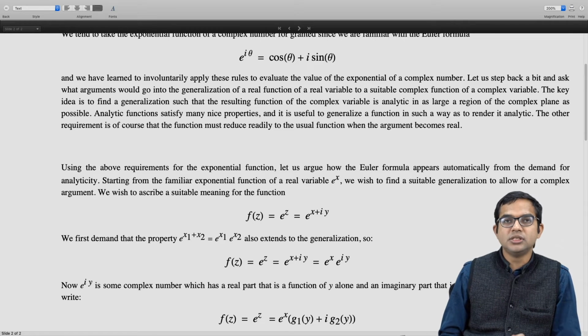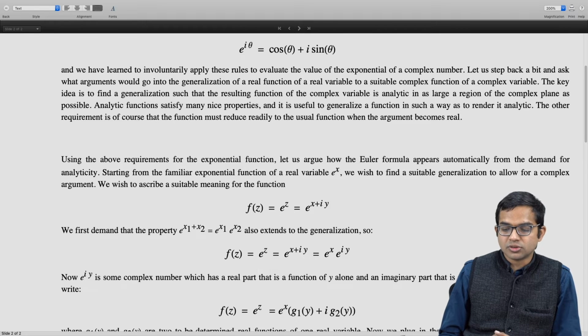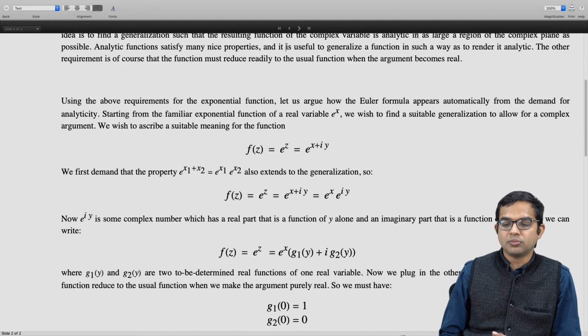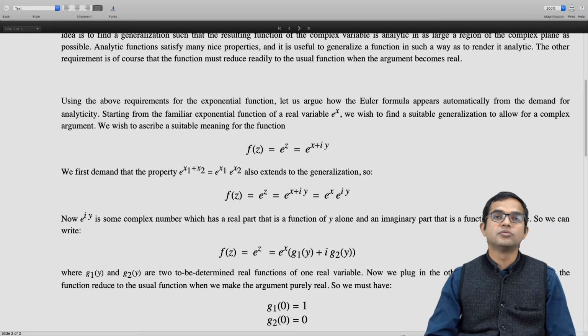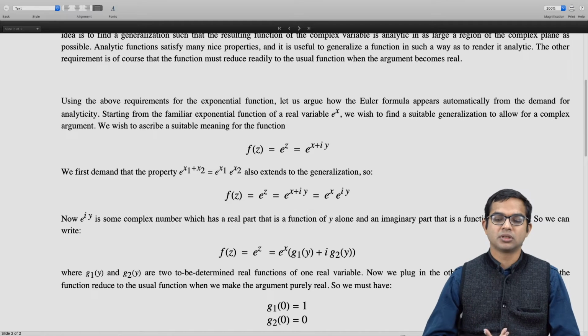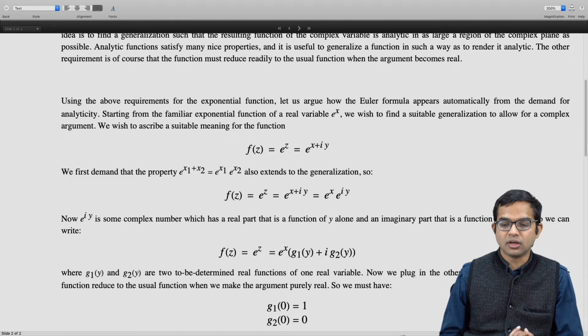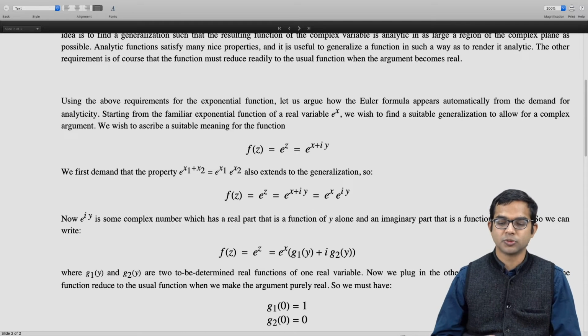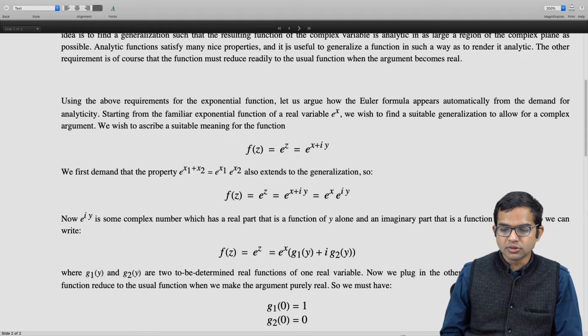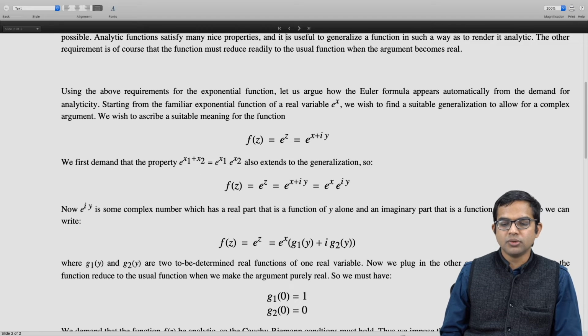Now these functions g1 of y and g2 of y must also satisfy the property that when you put y equal to 0, g1 of 0 must be 1 and g2 of 0 must be 0, right? Only if this happens would we get back e to the x when y is 0. So this is also an essential requirement in our bid to get a valid generalization of the exponential. Now we want this resulting function to be analytic in as large a region as possible.